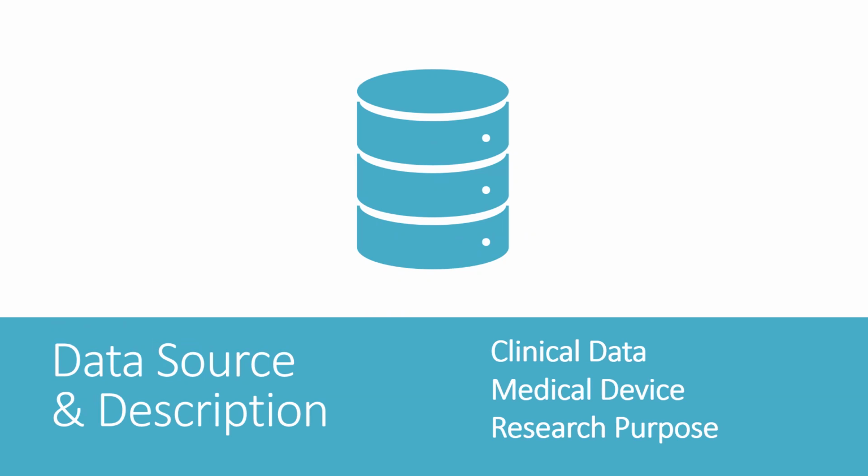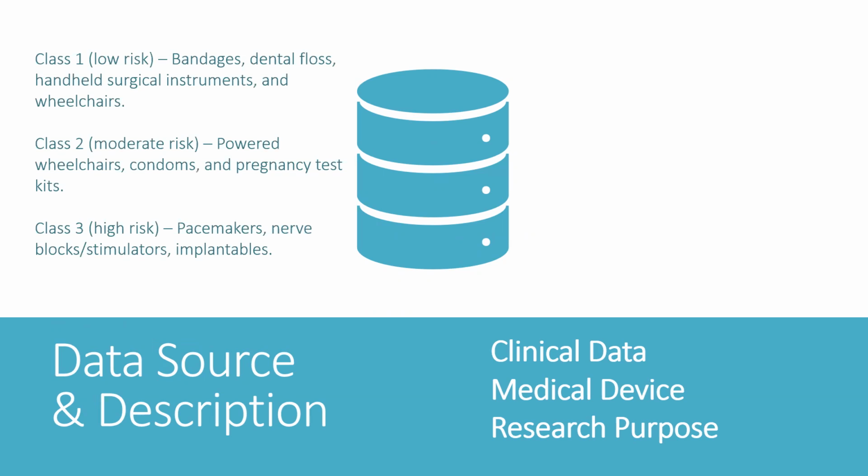And a quick background on classes. Class 1 medical devices are low risk. So think of bandages, dental floss, handheld surgical instruments. Class 2, moderate risk: powered wheelchairs, condoms, and pregnancy tests. And class 3, high risk: pacemakers, nerve block stimulators, and implantables. And even, I think in this case, breast implants count as class 3 medical devices because they're implantables.